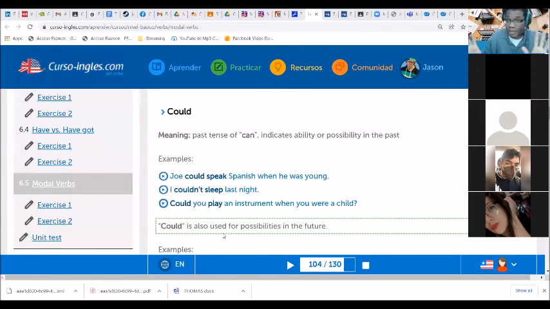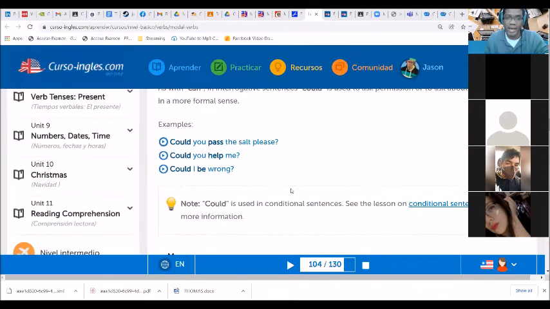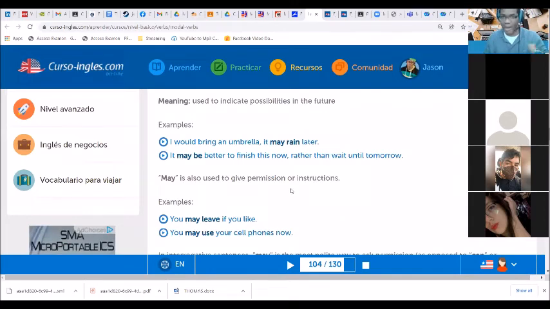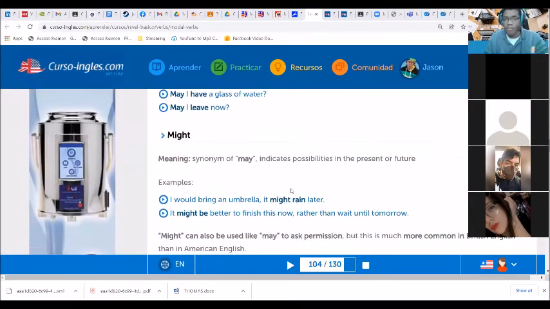You know, could you play for us, please? You know, expressing something that you want to happen, right? You can also use it for conditional sentences and, you know, given instructions. May, while it's also the possibility, is more on the smooth side, asking, can I? May I? Right? And might is even more gentle. Itself, might.